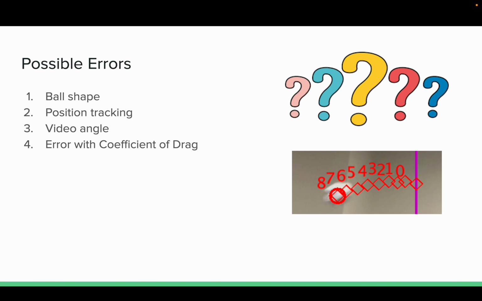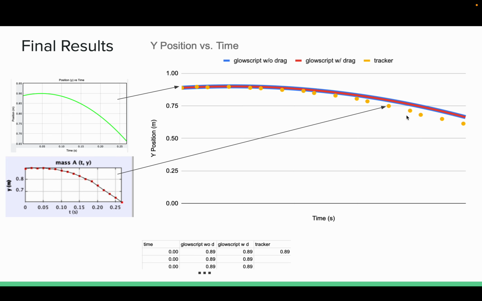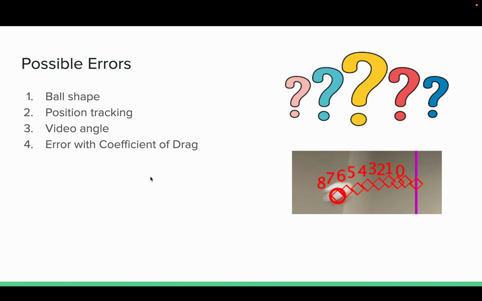Possible errors. Ball shape is a possible error, causing some weird air resistance patterns. Position tracking and video angle also could have caused errors just because it's a human doing this and tracking each position. I think the most likely error is the error with the coefficient of drag, because as you can see, it's super hard to tell the difference between the red and the blue. They look super close. So the model with drag and the model without drag look so close. So I think that's where there's likely an error, because you can't see that very well on my chart.